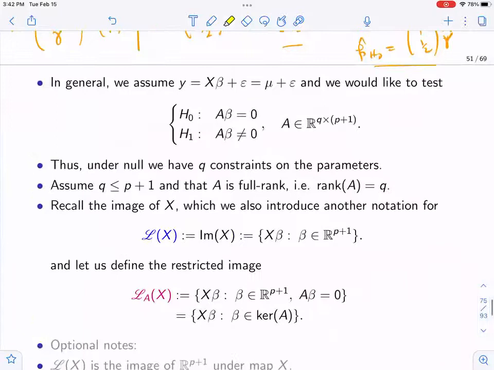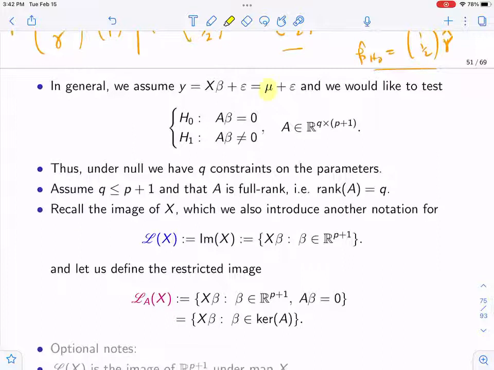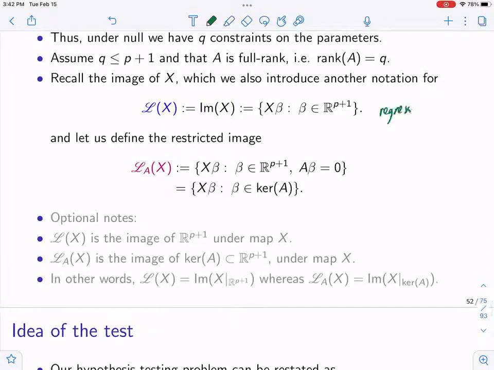So these two hypotheses, you can state them in terms of mu. Mu is X beta. So I can say that if I define L of X to be the image of X, that's the book's notation, I believe, it's the same thing: the set of all X beta such that beta is in R^(p+1). So our original regression model just restricts mu to be in this L of X. The regression model assumes mu is in L of X. We can later test this also, but for now we assume that the regression model holds.